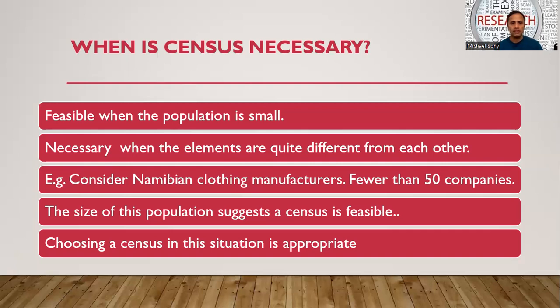Or suppose you are studying, take for instance, a small country like Namibia, and we are studying the clothing manufacturers. There would be less than 50 companies who are clothing manufacturers in a small country. Suppose we are studying the labor turnover in a clothing manufacturing company, then when the population is small, we can study each and every element and make conclusions about the population by taking all the elements at a time. However, it is not always possible.